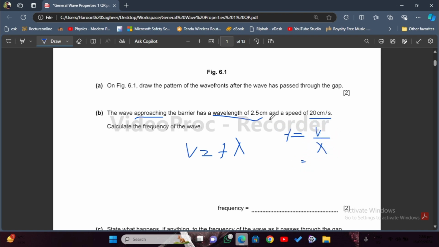Let's plug in the values. We will not convert these units because centi and centi will cancel. Alright, the speed is 20 and here the wavelength is 2.5. So we'll see what answer it gives us. Do calculate it with the help of your calculator. It's basically 8 Hertz. So it is 8 Hertz.